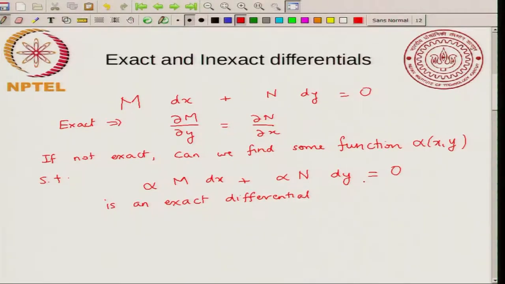So what I did is I just took this equation and multiplied it by alpha. The right hand side will be 0 times alpha, which will still be 0. And now what I have is alpha M and alpha N instead of M and N. Now this is an exact differential. So can we find such an alpha?